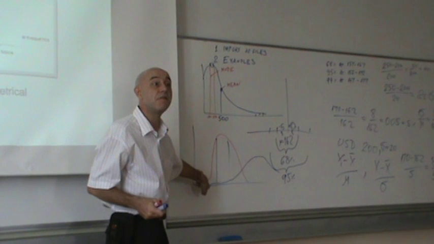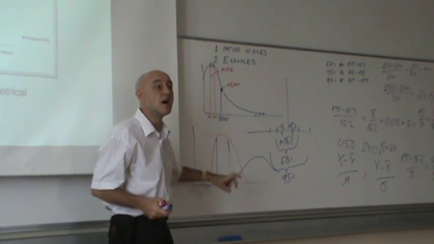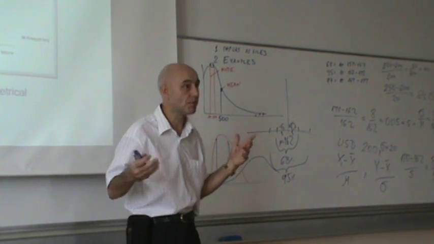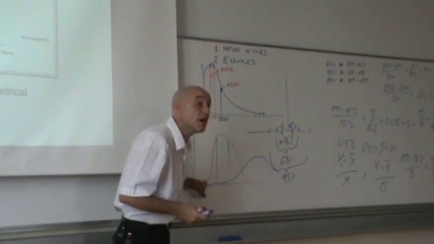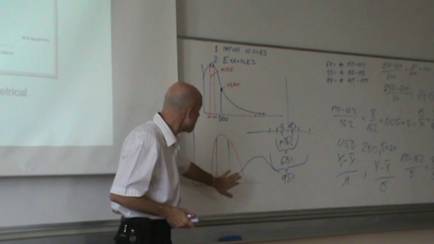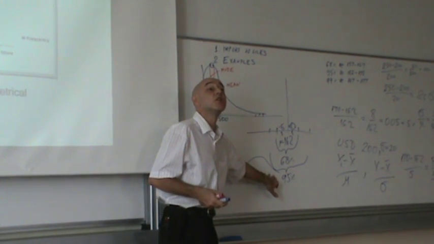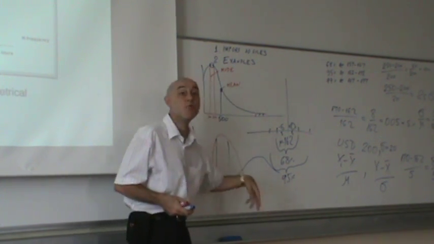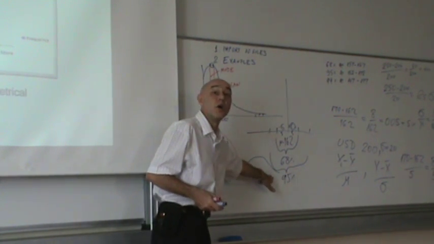You have a fat left tail. A fat tail doesn't mean that people are fat or anything to do with that. It means most people are on the left side. Here you've got a fat right tail, which means most of the people are on the right side.